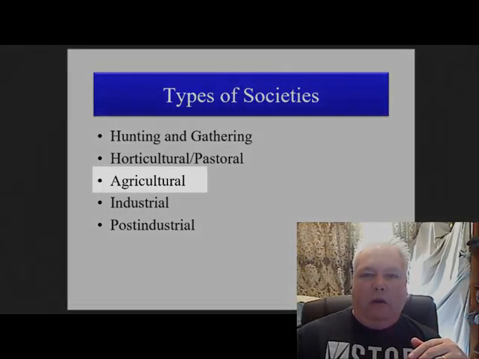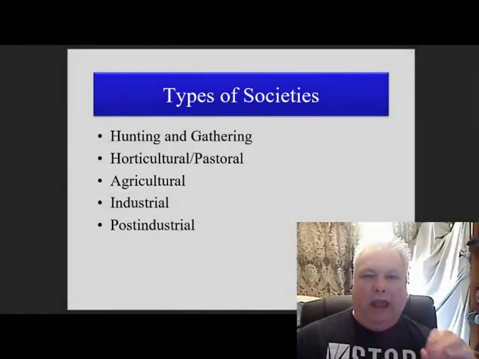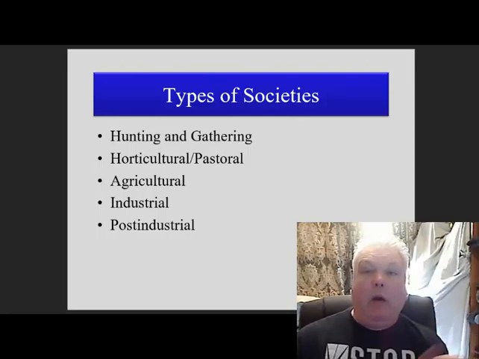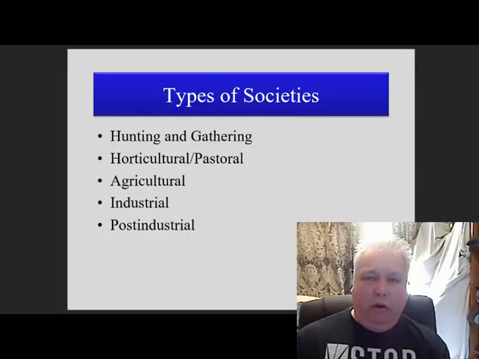Now, when we moved from horticultural and pastoral to agriculture, what changed is, in an agricultural society, we started using animal power instead of just human muscle power to do things like pull a plow, for example. That allowed for even larger crops, and then larger populations could be supported by that. And then we started seeing cities emerge. And we were that way for thousands of years.